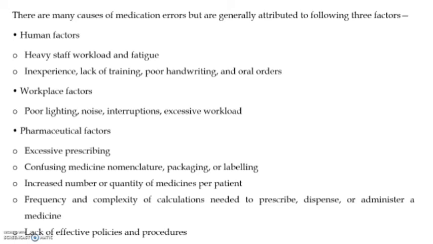There are many causes of medication error, but they are generally attributed to the following three factors: human factors, workplace factors, or pharmaceutical factors. Under human factors, it may be fatigue or heavy workload, inexperience or lack of training, poor handwriting, and poor orders from the prescriber or the one dispensing the medicines. Workplace factors include poor lighting, noise, interruption, and excessive workload. Pharmaceutical factors include excessive prescribing, confusing medicine nomenclature, packaging or labeling, increased number or quantity of medicines per patient, frequency and complexity of the calculations needed to prescribe, dispense or administer a medicine, and lack of effective policies and procedures.